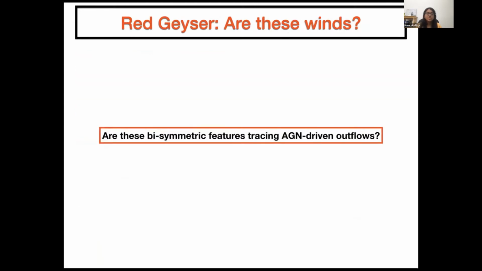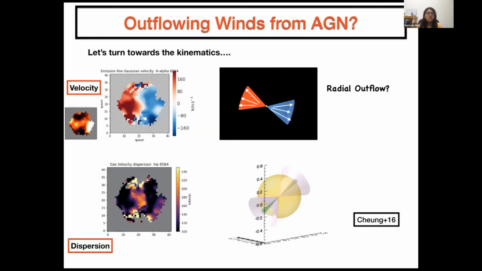So now the main question is, are these bisymmetric features that we are seeing in the gas tracing galactic scale AGN driven winds? For that, we look at the kinematics or the velocity. This is what a 2D spatially resolved velocity field looks like in a red geyser. The major kinematic axis is always aligned with the bisymmetric feature. The values go up to 250 to 300 kilometers per second. They show redshift on one side and blueshift on the other, with some occasional clumps here and there. They also show very high gas dispersion values, which go upward of 220 kilometers per second.